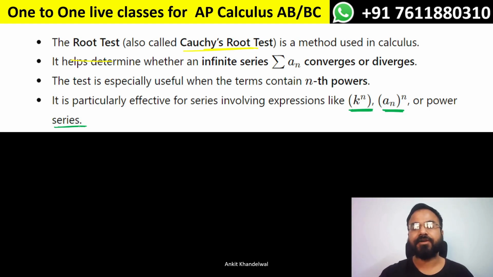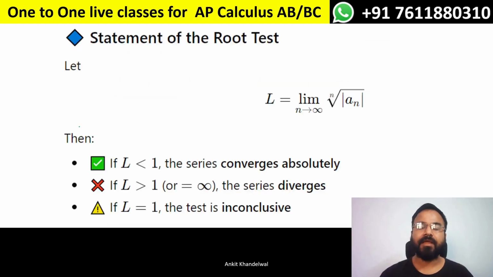So let's understand the definition of this. The definition says if any infinite series is given to us, let's say sigma a_n, n goes from 1 to infinity, first we will calculate the nth root of the absolute value of a_n, and then we will calculate the limit as n goes toward infinity. This is the general expression for this.